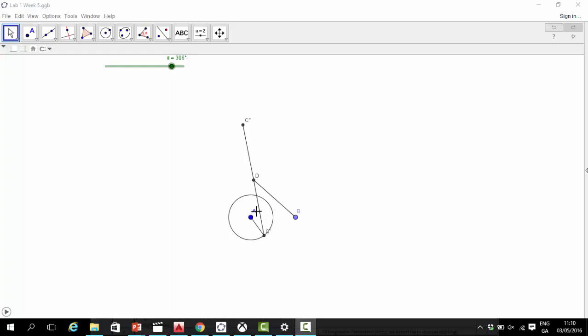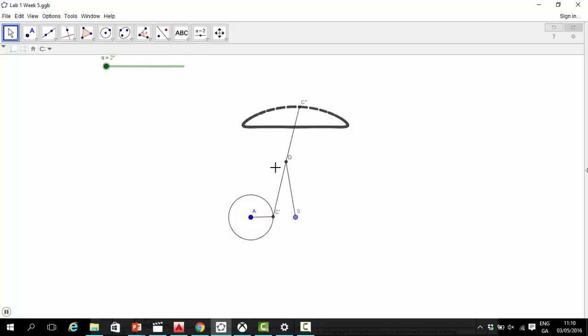These distances never change, so the distance from B to D doesn't change, C2 to D doesn't change, and neither does D to C1 or A to C. So if we go ahead and turn the animation on, you can see as C1 moves around the circle, it also causes D to move, which causes C to move around in a motion like this, and it plots all these points.